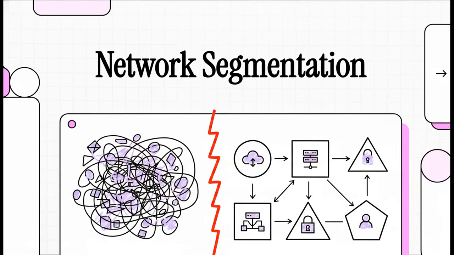Welcome to The Explainer. If you've ever found yourself wondering exactly how massive organizations manage to keep their data flowing quickly and securely without the whole system just completely crashing down, well, you are definitely in the right place. Today, we're demystifying an absolute cornerstone of network design, network segmentation. Let's learn how to tame the chaos.